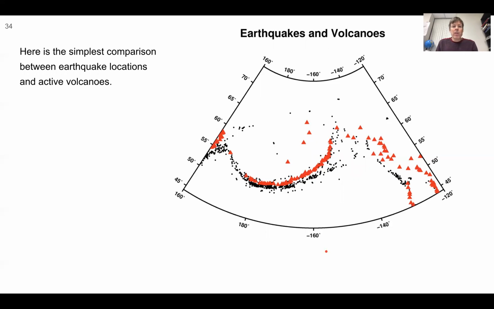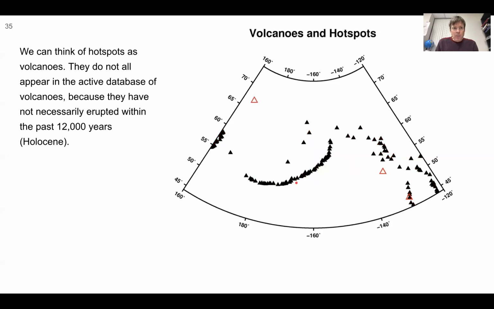Here's the simplest comparison between earthquake locations and active volcanoes. We can see really good correspondence along the subduction zone. We can see, yes, there's a systematic offset that we expect. The dots are associated with the plate that's going down, deformation mostly in the Pacific plate, and the arc volcanoes form a certain distance away from the trench.